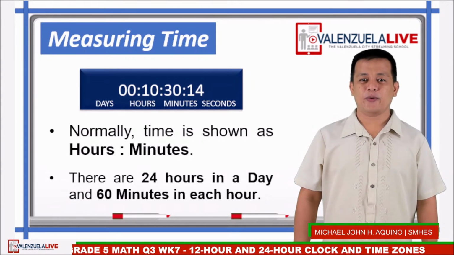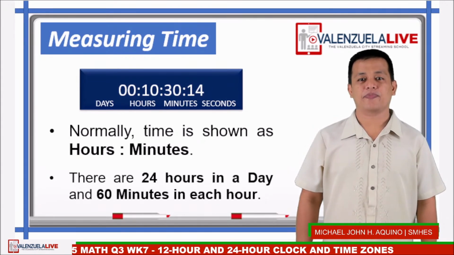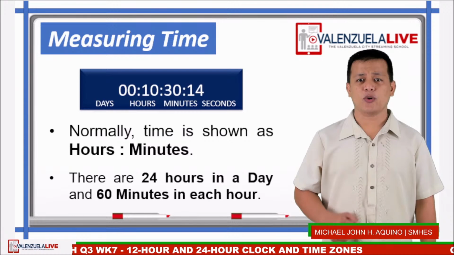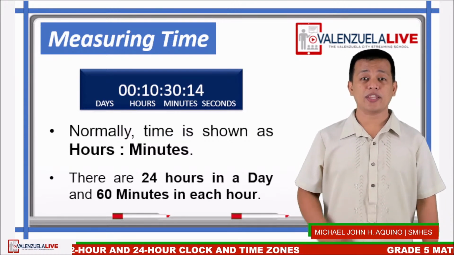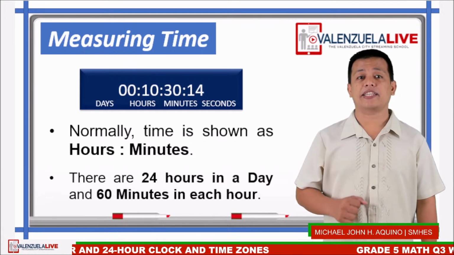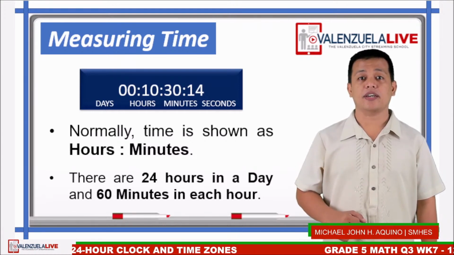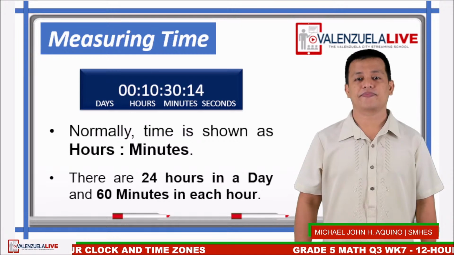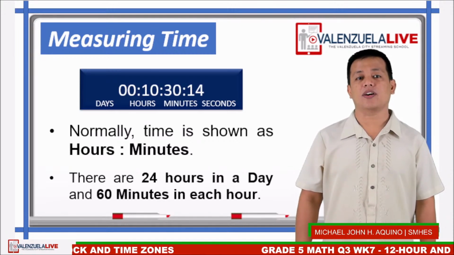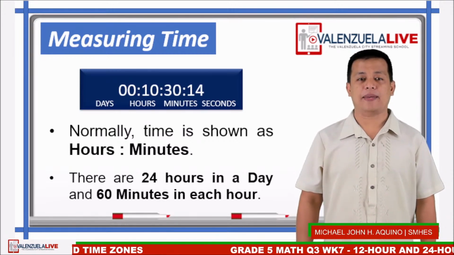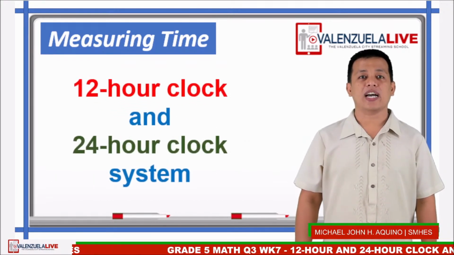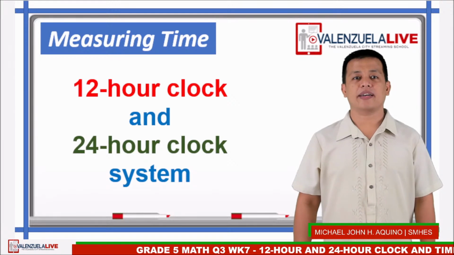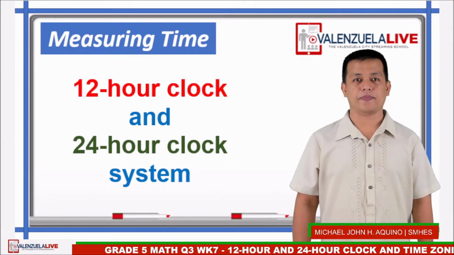We will discuss about time. Normally, time is shown as hours and minutes. There are 24 hours in a day and 60 minutes in each hour. There are 2 ways to show time or how we tell time. We have the 12-hour clock and the 24-hour clock system.